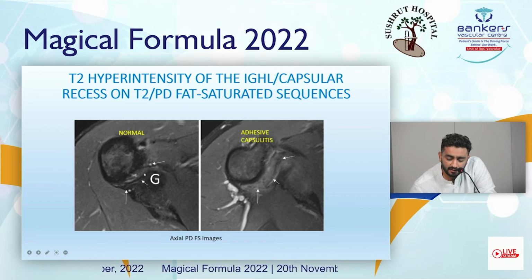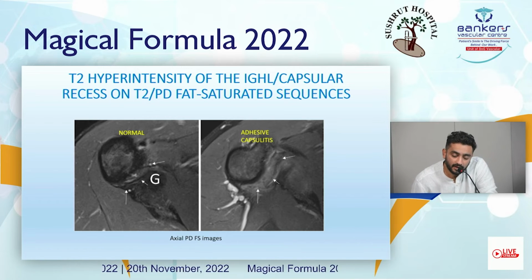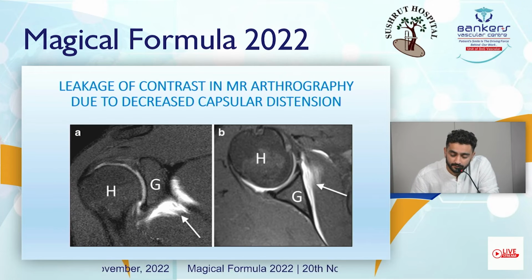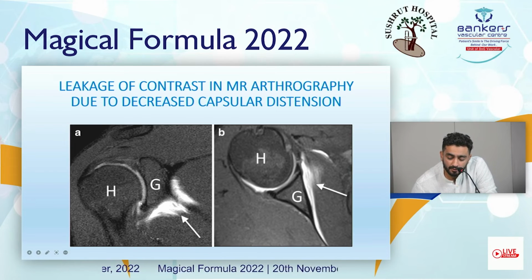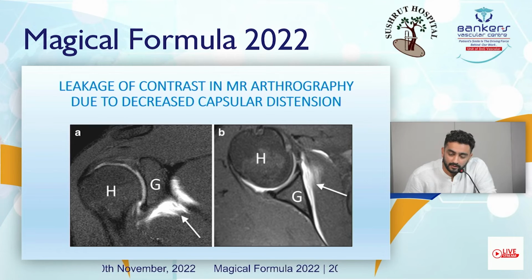Again, these are axial images taken at the level of the inferior glenohumeral ligament or the axillary pouch, and you can see that there is soft tissue and hyperintensity. So these are again diagnostically helpful for adhesive capsulitis. If you happen to do an arthrogram, because the space cannot distend, there will be a leakage of contrast outside the joint space, as seen in these two cases. So this is on MR arthrogram. This is what you will see.